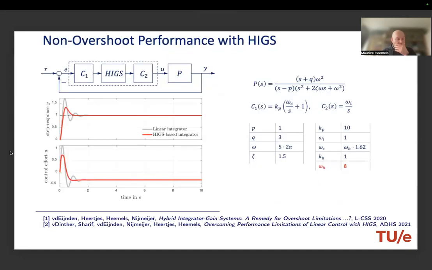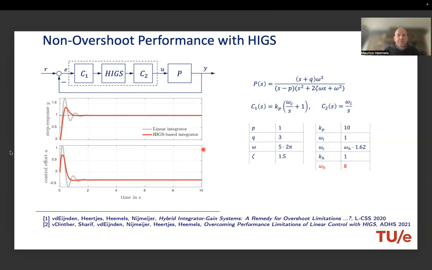So just to show you quite quickly why this is valuable before I go to a little bit of analysis for these systems, let's show you that using Higgs elements, with this quite interesting property that it always has the same input-output sign, this can be used to overcome performance limitations that are known for LTI controllers.